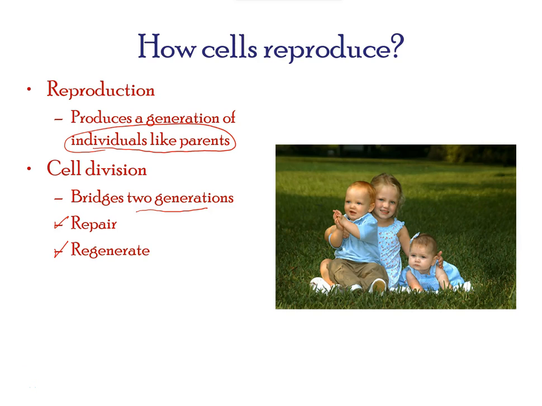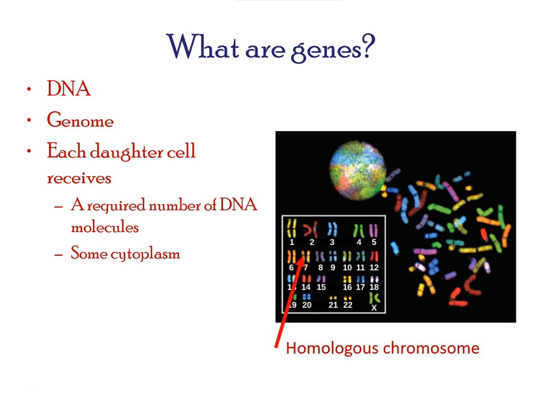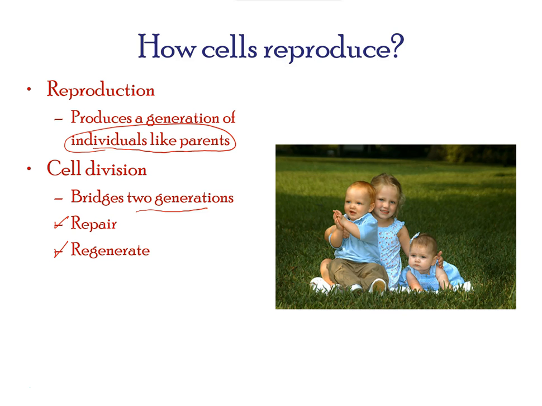In this section, we will begin to understand how organisms reproduce. We will explore at the cellular level how genetic information is passed on after cell division. Reproduction is understood as producing generations of individuals that resemble their parents. Hence, cell division involves two main goals.